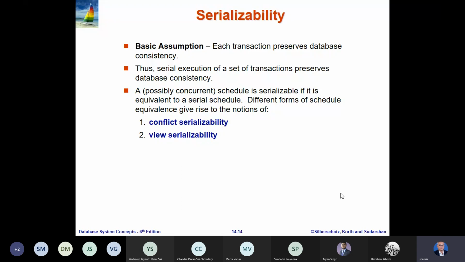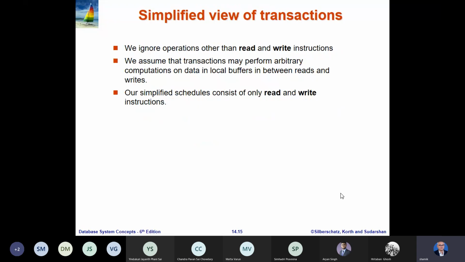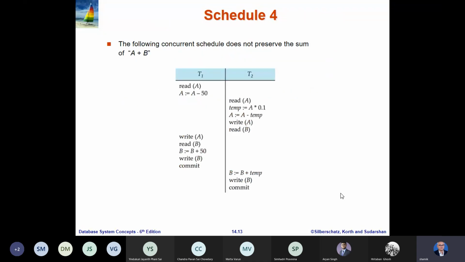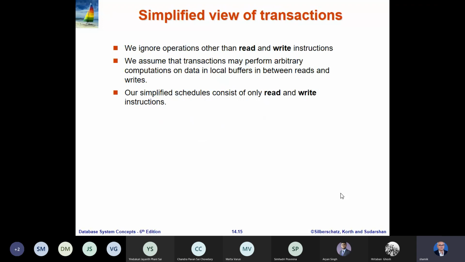Now there are two notions of serializability. One is called conflict serializability, and the other is called view serializability. To understand that, we simplify the views of transactions. We ignore operations other than read and write. Whether this is doing A minus 50 or A minus 20 or A minus 100 will not matter. We will only focus on read A and write A, and in terms of that, we will be able to simplify.